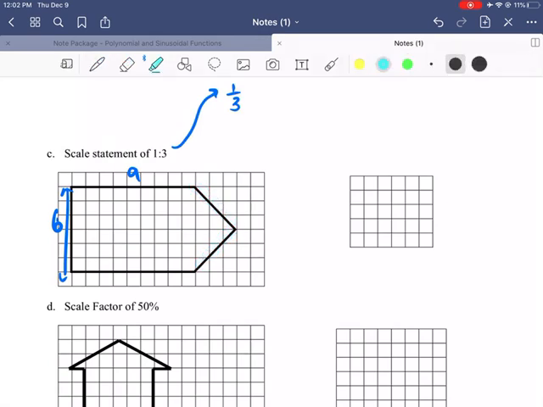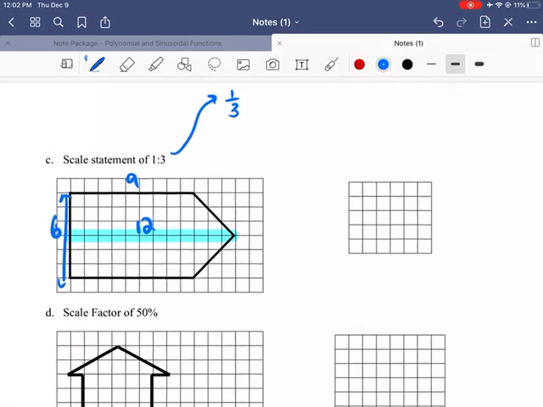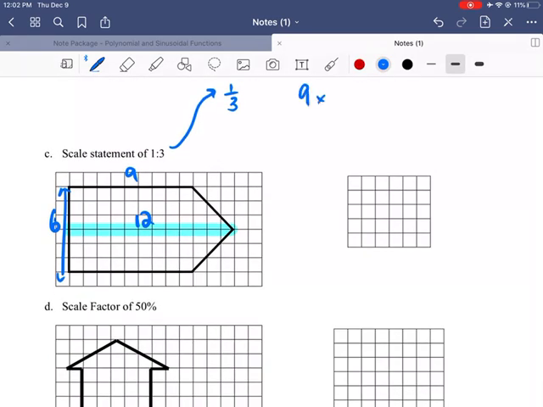Well, let me draw your attention to a horizontal line, the midline of it. So count up that midline, and it's going to be 12. So we're actually going to perform 3 calculations. 9 times 1/3, that gives us 3. 6 times 1/3 is 2. And 12 times 1/3 is 4.